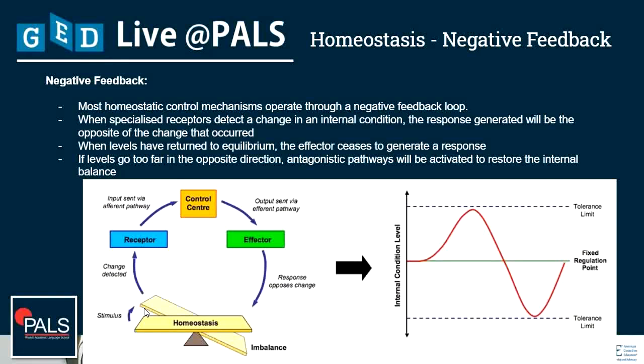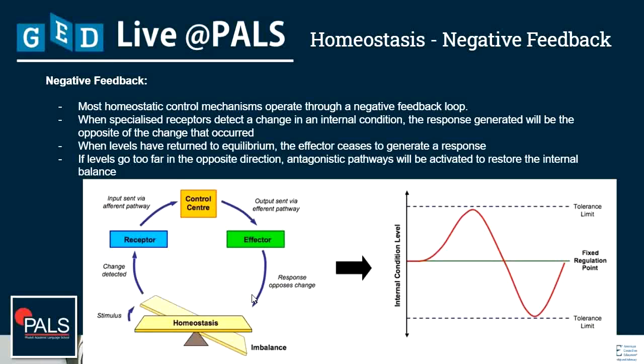You can see this illustrated below. We have a seesaw representing homeostasis, something that is in balance. If it gets into imbalance because of a stimulus pushing this over to this side, the change is detected in our body by a receptor. It's communicated to our brain basically. We have an output which is sent to an effector, and the effector will respond in a way so that the homeostasis is returned, or that the system is returned to balance.